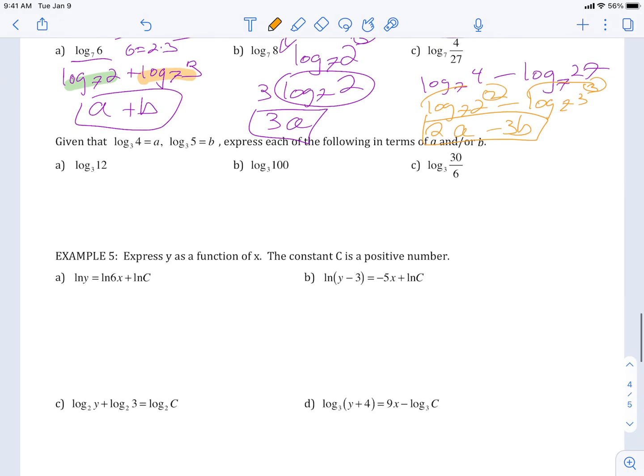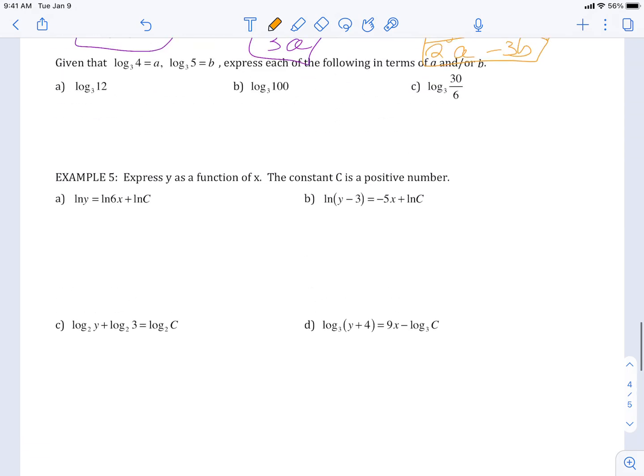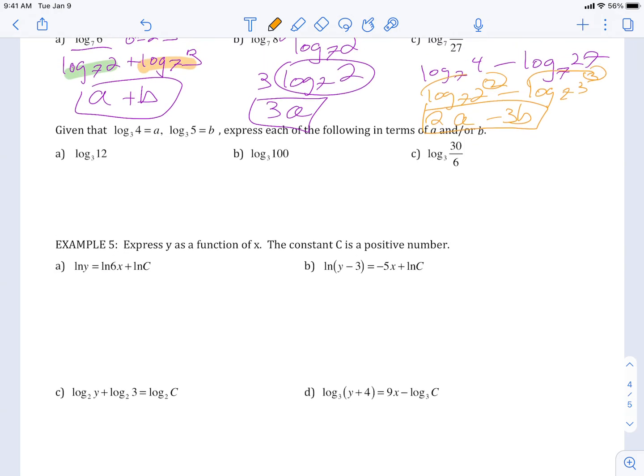Okay, so same idea here. I think we decided years ago we're just going to kind of skip this section. So we'll do example 5 here. I'll just separate it, and you guys can do it for fun later.